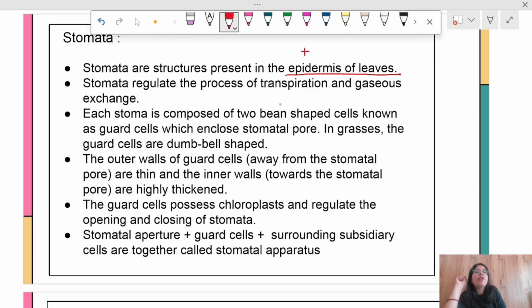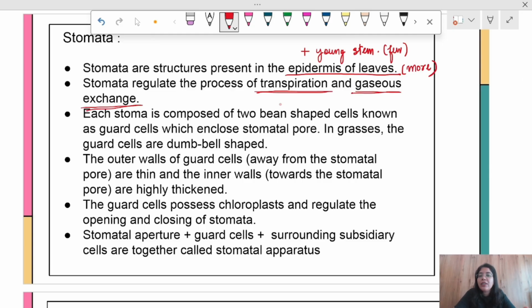Along with the epidermis of leaf, it is also present in the young dicot stem, or I'll write young stem. Okay, young stem, which has not done any kind of secondary growth. Okay, so on young stem also few stomata can be found. Few. Okay, here you will see more stomata. Okay, fine. Stomata are very important structures because they regulate gaseous exchange.